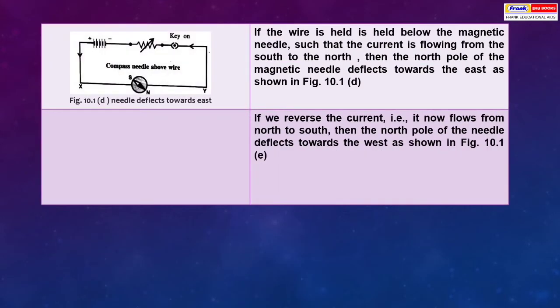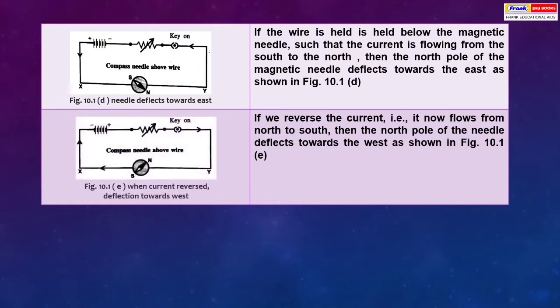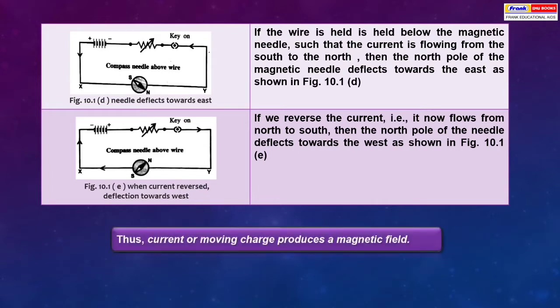If the wire is held below the magnetic needle such that the current is flowing from south to north, then the north pole of the magnetic needle deflects towards the east as shown in the figure. If we reverse the current, that is, it now flows from north to south, then the north pole of the needle deflects towards the west as shown in the figure. Thus, current or moving charge produces a magnetic field.